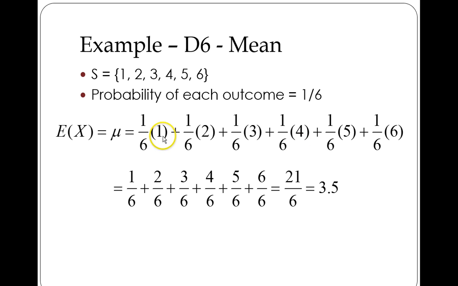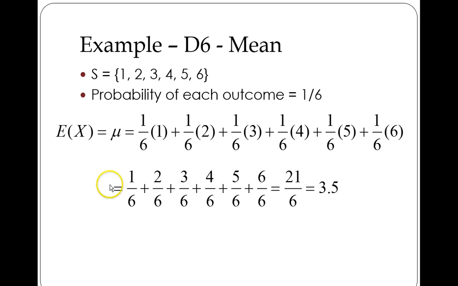So the first value we could get is 1. The probability of getting a 1 is 1 over 6. The next value you could get is a 2. The probability is 1 over 6. 3 times 1 over 6. 4 times 1 over 6. 5 times 1 over 6. And 6 times 1 over 6.